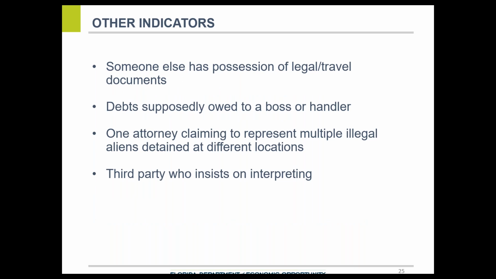Now, other indicators are going to be someone else having possession of the legal or travel documents, debts that are supposedly owed to a boss or the handler, or one attorney claiming to represent multiple illegal aliens detained at different locations, or having a third party who is always insisting on interpreting.